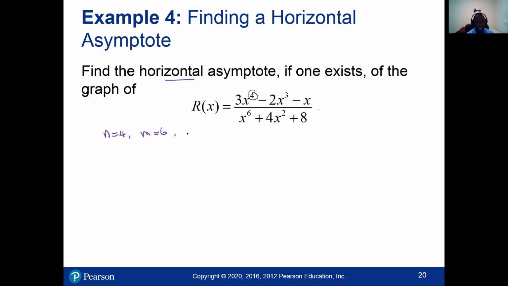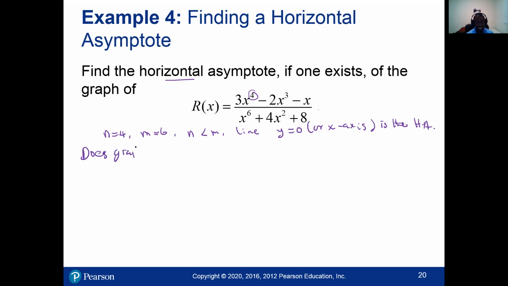Okay, so you have n less than m. So the line y is equal to 0, or the x-axis, is your horizontal asymptote, because that is case number 1, I believe. When the degree of the numerator is less than the degree of the denominator, the line y is equal to 0 is the horizontal asymptote. Now, the question is, does this cross?